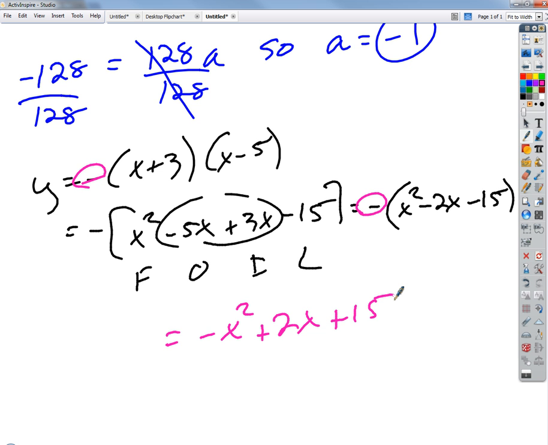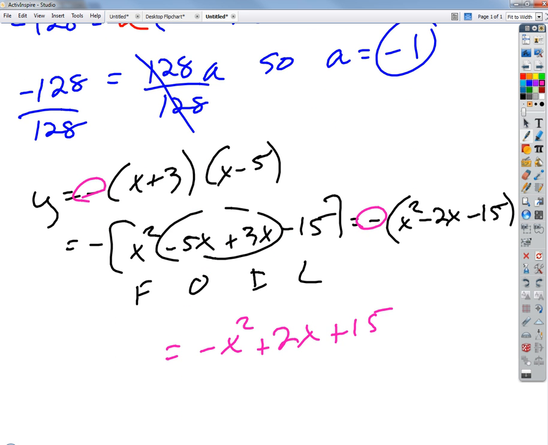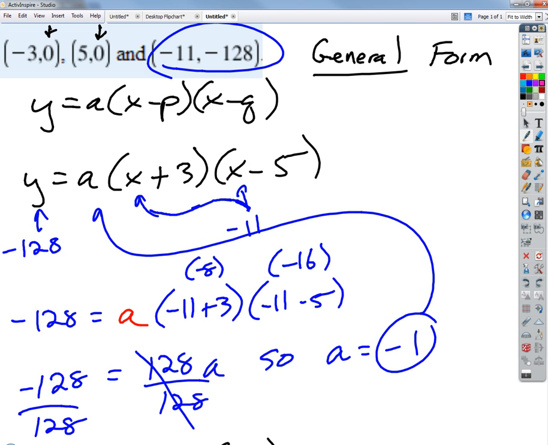How could I check to see if I got it right, which you're not doing and you should be doing? Plug in those points and see if they work. If I plug in -3 for x, I better get back 0 for y. If I do, check. If I really want to be sure, I'll plug them all in on my calculator and see that they work. That's a way I can know if I got it right.